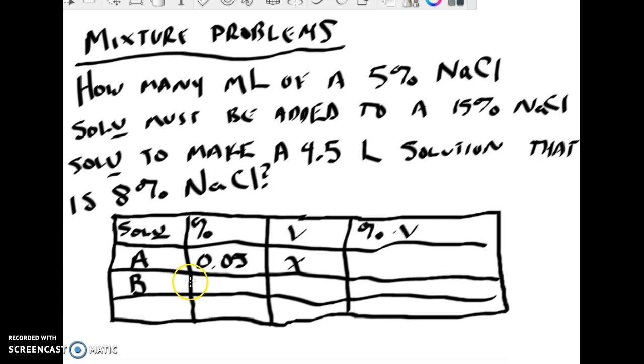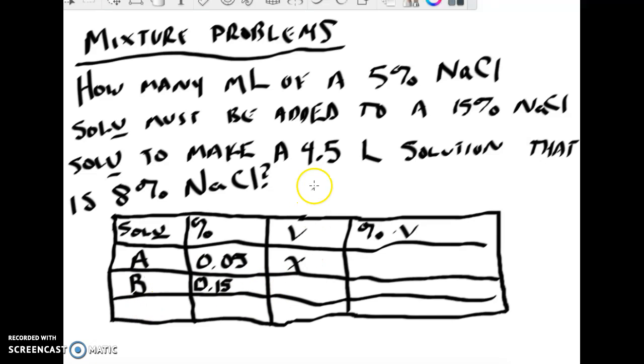It's arbitrary. You can call it solution 1, solution 2. It doesn't matter. We're going to change 15% to a decimal. We're going to call it 0.15. Obviously, we don't know if it's going to be the same amount. So we're trying to get to 4,500 milliliters. If we cut that in half, that's 2,250. If we call them both X, they would both be 2,250 milliliters. Not necessarily the case.